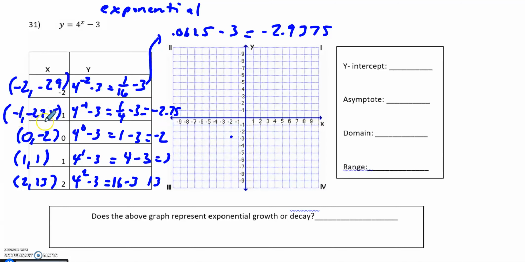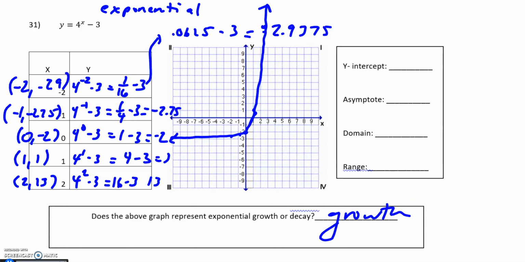Negative 1, negative 2.75, a little bit higher up. 0, negative 2, 1, 1, and then 2, 13, so probably up here somewhere. So it looks like this graph is going to increase very quickly, and it looks like it's slowly approaching negative 3, but not quite getting there. So this looks like growth to me because it's increasing very quickly from left to right. So I'm going to say that this graph is exponential growth.